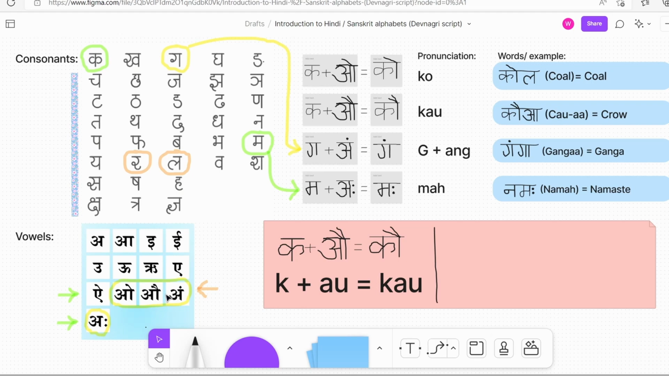Next, I am describing O. This is pronounced as O. So, K plus O equals ko. An example of this is koa. Pronounced as koa, and it means crow.